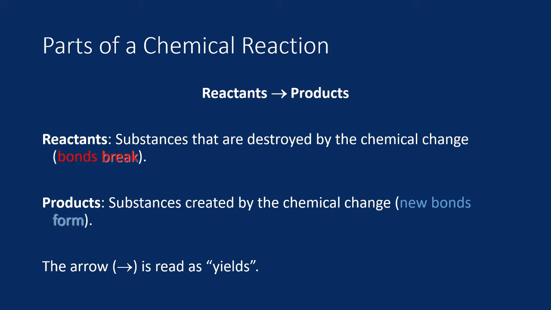There are two parts of a chemical reaction. In a chemical equation, we have a reactant side and a product side. In the reactant side, the substances which are destroyed by the chemical change is kept, and in the product side, the new substances which are formed is written on the product side, and there is an arrow which makes the partition between the reactant side and the product side. And the arrow means it yields or it gives out this particular product.